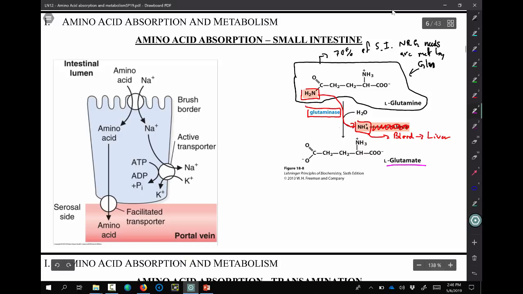Glutamate will undergo a transamination reaction. In this case, with pyruvate, I guess I should write it down here. It's going to take the other nitrogen and make alanine. So pyruvate, remember, is an alpha-keto acid. It's an amine group away from becoming alanine. This is a transamination reaction.